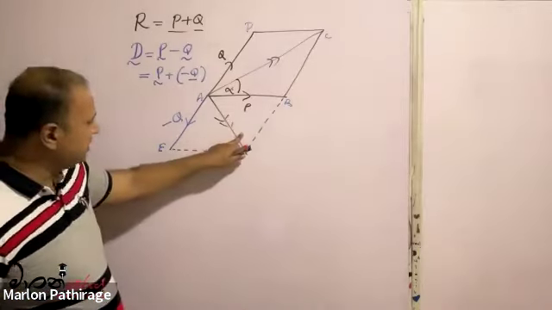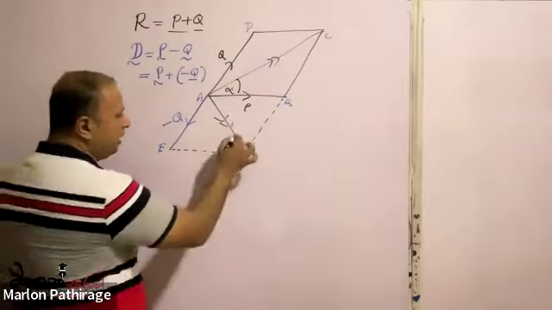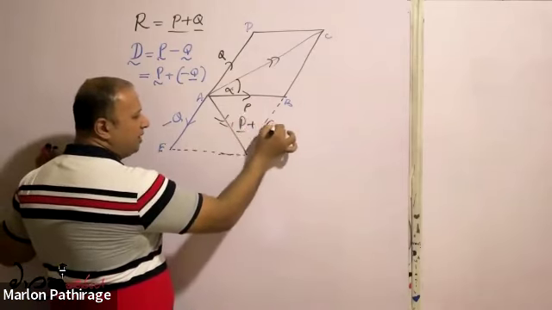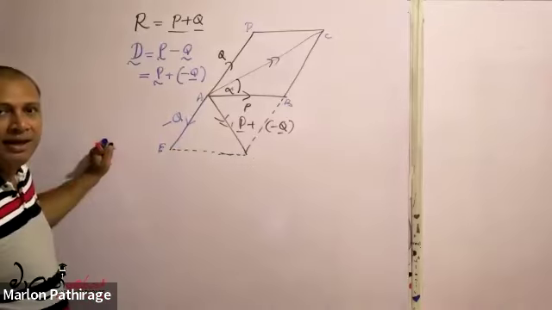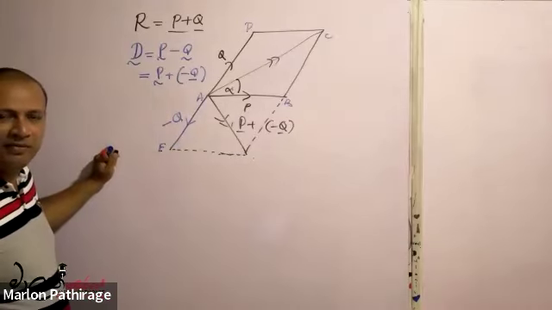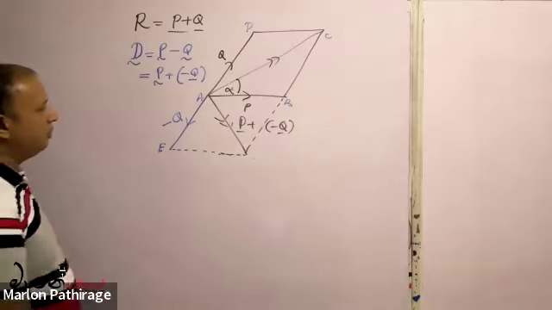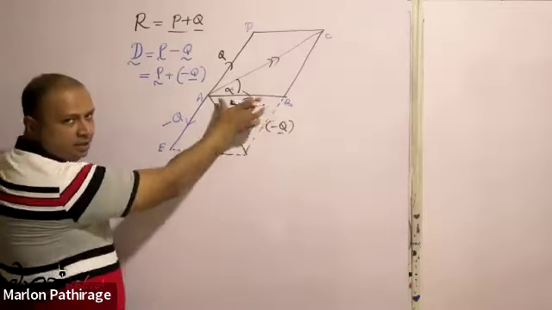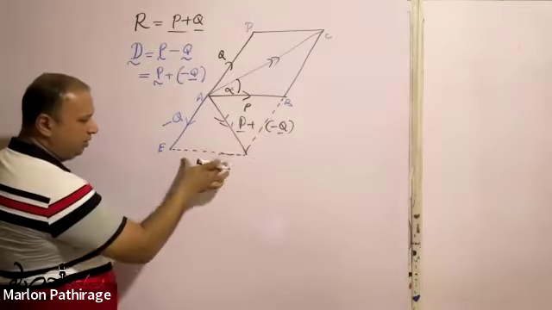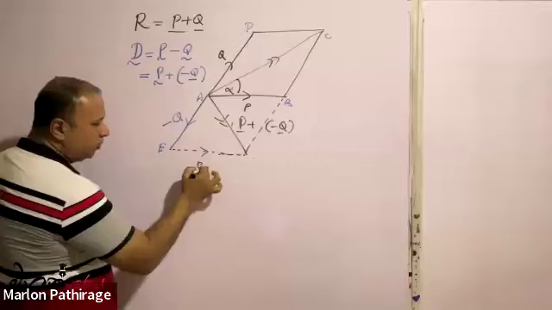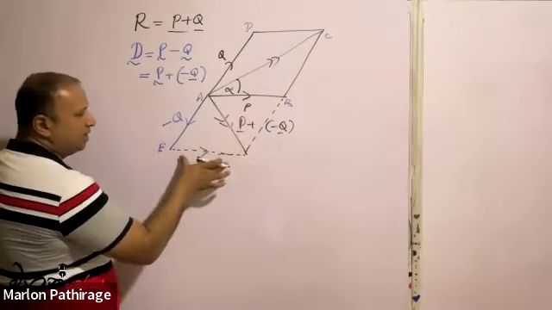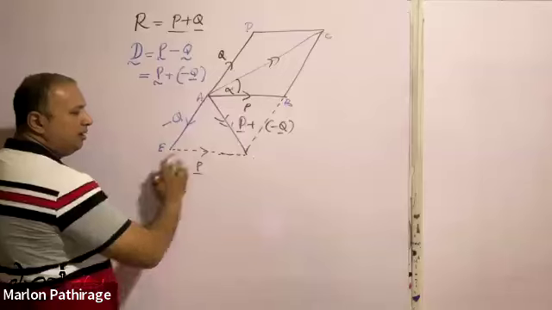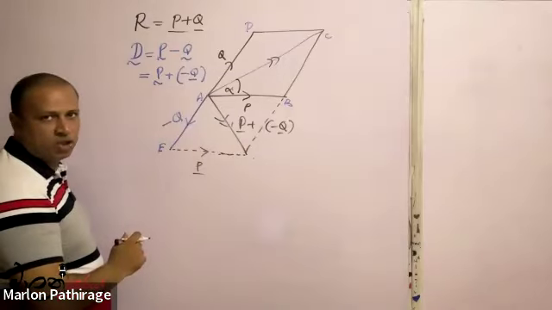So this is the addition of p plus minus q. You can also use the vector triangle principle. If this is p, this vector is also p, because these two vectors are equal in magnitude and same in direction.